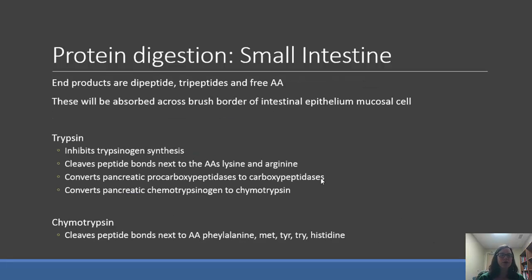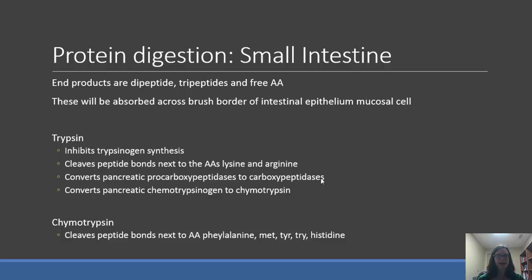Okay, so after we go through all of these reactions, our final products are dipeptides, tripeptides, and free amino acids. And these can be absorbed across the brush border of the intestinal epithelium mucosal cell. So I just want to go into these enzymes with a little bit more detail. Trypsin is a product of trypsinogen, and it inhibits trypsinogen synthesis.